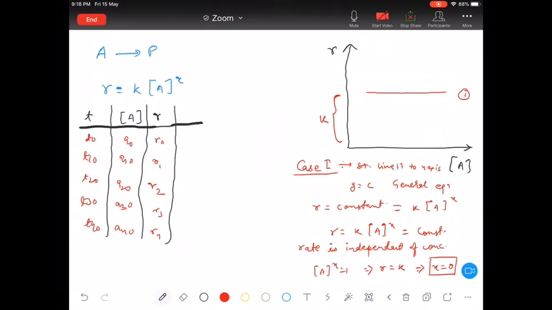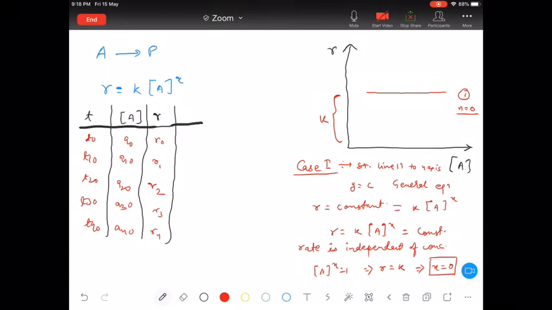So in case 1, the order of reaction comes out to be 0. x is 0, or n, the overall order of reaction, that is x only or n only, comes out to be 0. Any doubt, any confusion in case 1? Just let me know. Any doubt, just raise your hand and go through this case 1 quickly, so that I can discuss case 2.